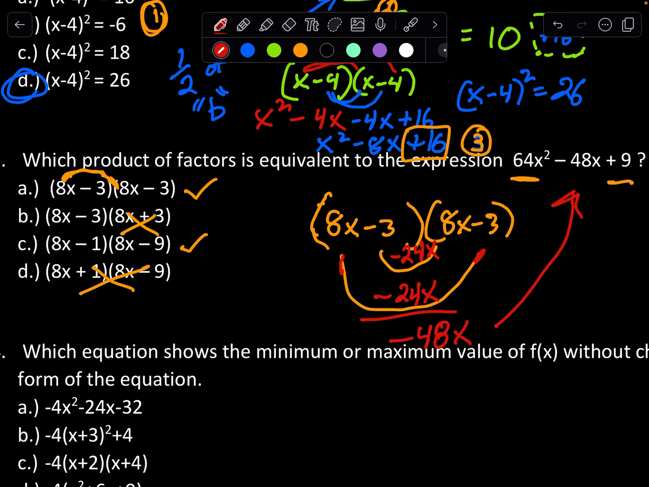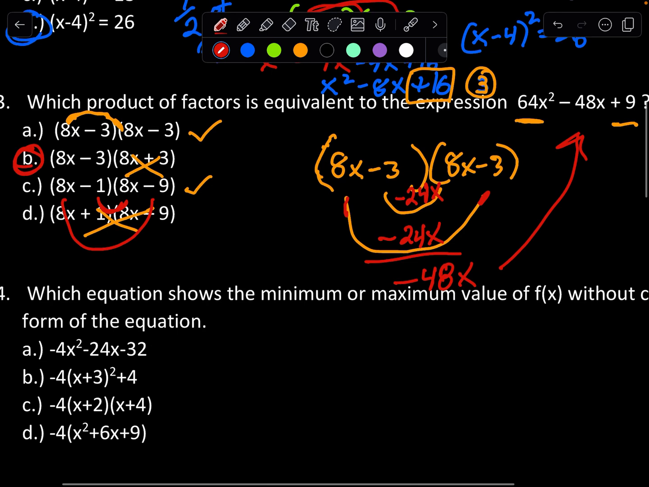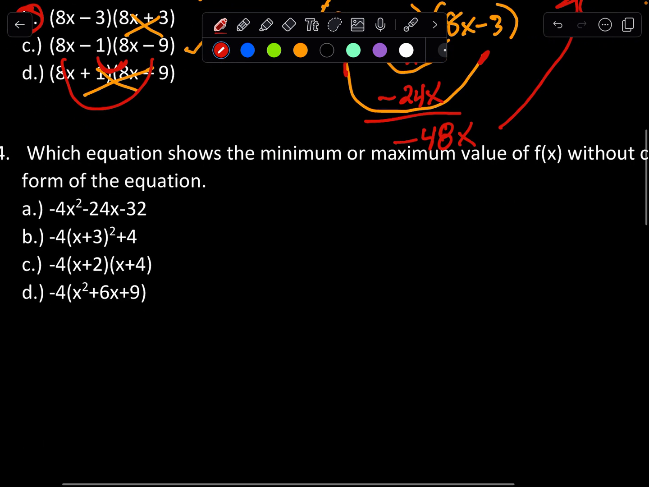The other one, if you added up little smiley and big smiley, what do we get? We get a negative 8 and a negative 72. That's way too big for negative 48. So our answer here would be B. Okay, how about the last question here?